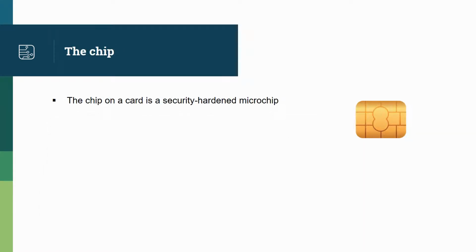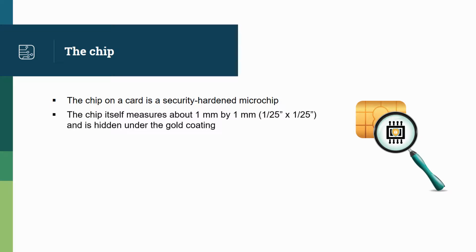The actual chip on a card is a security-hardened microchip. It has many security features that other microchips do not have, such as a shield to prevent physical attacks, and software countermeasures to prevent hacking. The chip itself is very small, it measures about 1 square millimeter, and it is hidden under the gold coating.